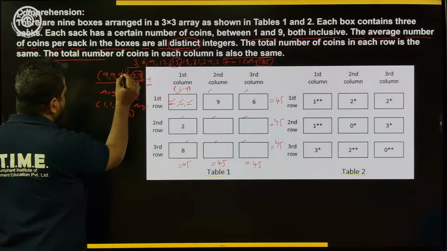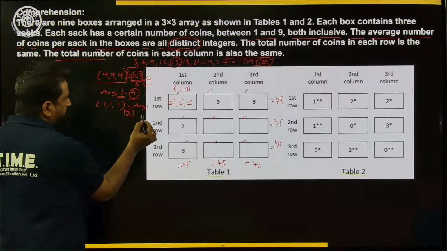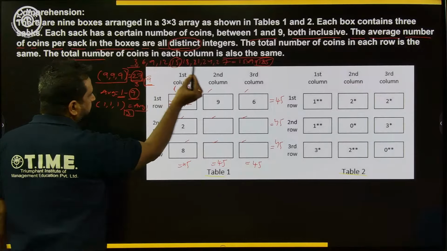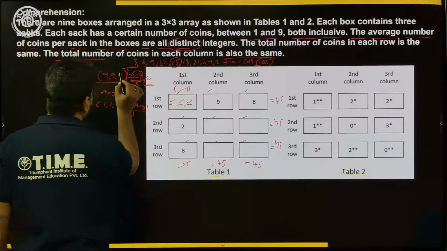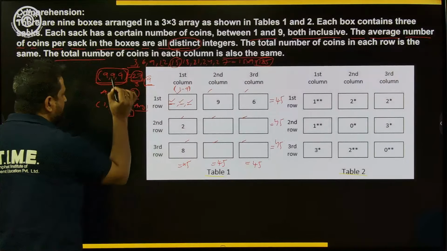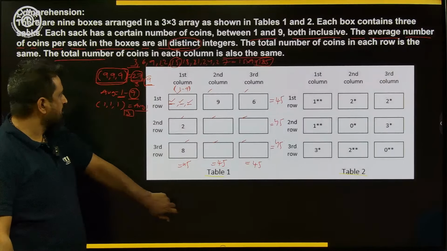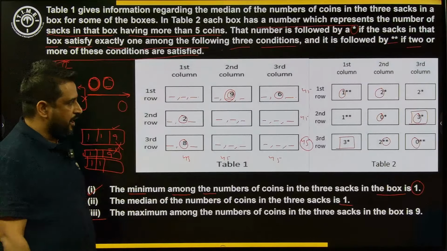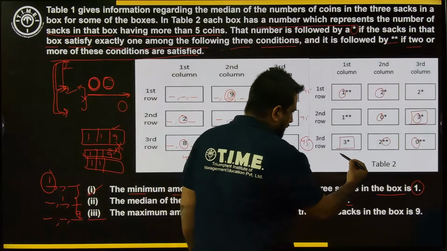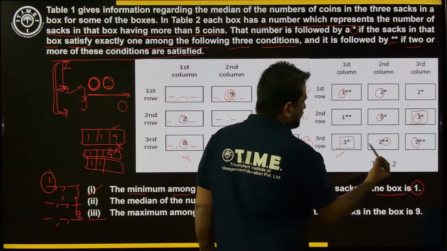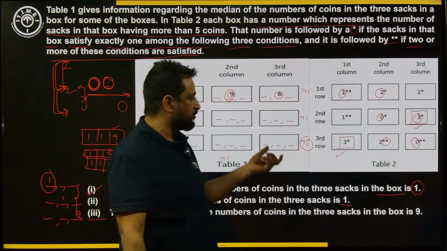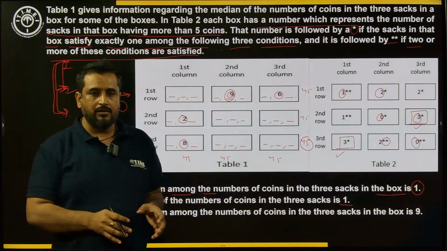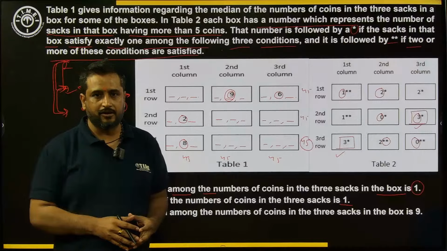for one of the sacks, the averages range from 1 to 9 and the sums go up by 3: 3, 6, 9, 12, 15, 18, 21, 24, 27. So definitely one of the boxes must have all 3 nines. And we have only one possibility: the third row first column and the second row third column. Only these 2 boxes can have all the sacks having more than 5 coins.